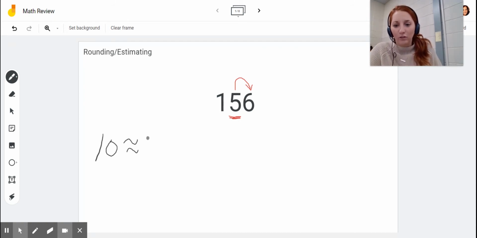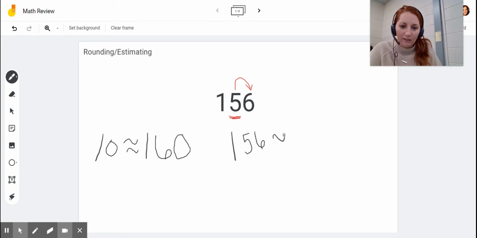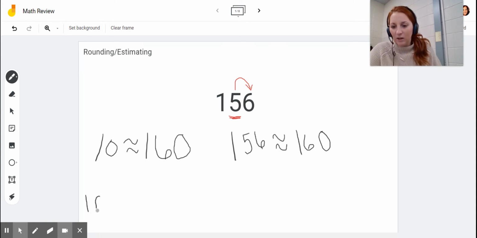So we're going to raise our score to 160. So if we're rounding to the nearest 10, 156 would round to 160. So you would write it like this, 156, and your rounding sign's like a squiggled equal sign, rounds to 160. All right, now let's round it to the nearest 100.